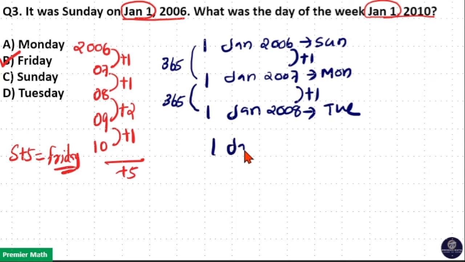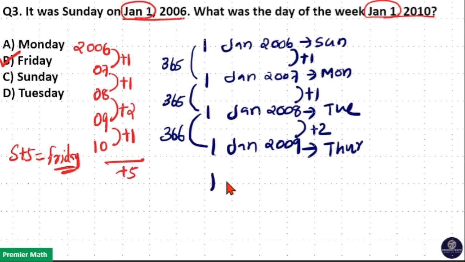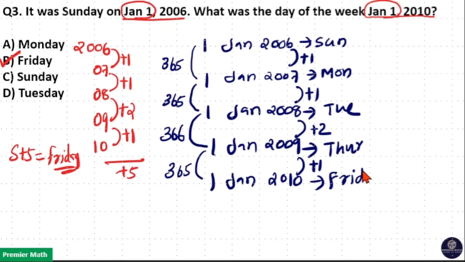So again 1 January 2009. Here 2008 is a leap year. So the whole of 2008 contains 366 days plus the first day of 2009 constitute 367 days. Then the difference between these two is 366 days, which contains two odd days, which means Tuesday plus 2 will give you Thursday. Again 1 January 2010. Here this 2009 is a non-leap year which contains 365 days plus the first day of 2010 constitute 366. Then the difference is 365 days which contain one odd day. So Thursday plus 1 will give you Friday. So this is the concept.